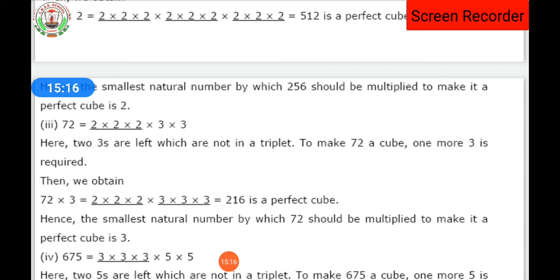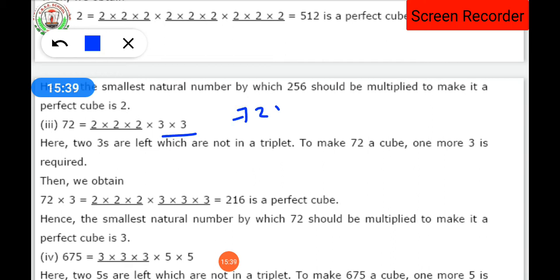Why it is not a perfect cube? It is not a perfect cube because the last 3 does not have a pair. Okay, so in order to make it a perfect cube, what we are going to do? We are going to multiply it by 3. In order to multiply it by 3, what we are going to do? We are going to multiply 3 on both the sides.